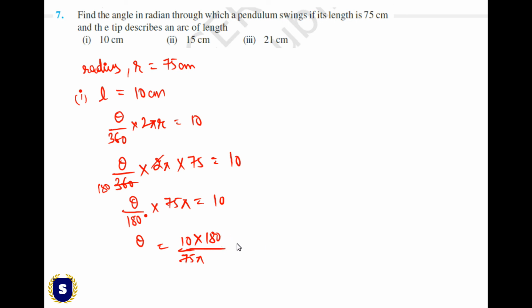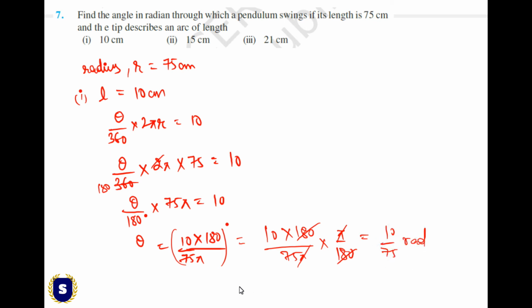If we want to convert it into radians, we have to multiply it by pi by 180. So pi and pi cancel out, 180 cancels out. This comes out to be 10 by 75 radians. Cutting by 5, we will get 2 by 15 radians. This was the first part.